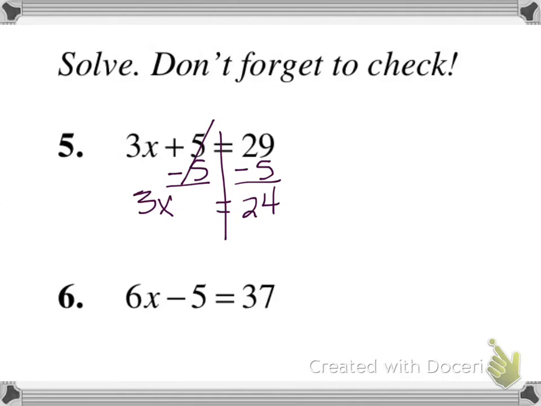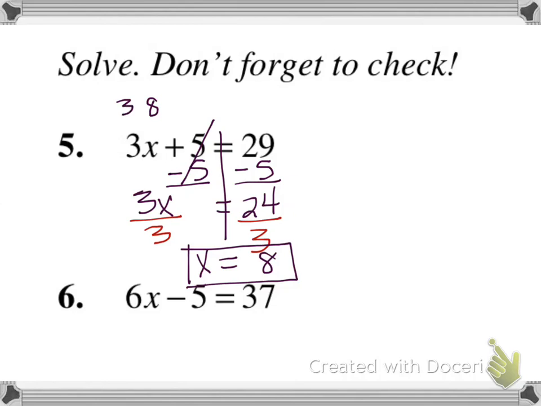And now I can divide everything by 3, and that's going to give me x all by itself. So it looks like x is 8. And again, I could check my answer to make sure that that is correct by plugging it back into the original. So if I do that, 3 times 8 plus 5, does that equal 29? 3 times 8 is 24, plus 5 is 29. So yes, it does check out.